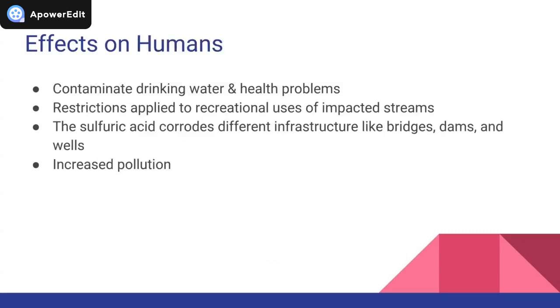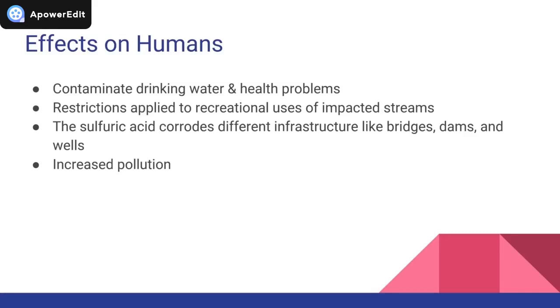We also have some effects on humans, such as contaminated drinking water and health problems. With contaminated drinking water, you can get health problems such as skin irritation, kidney damage, and neurological diseases because the water is not always consumable after filtration. Restrictions are also applied to recreational uses of streams that are impacted by AMD, so this could result in things like no boating or canoeing or fishing, which takes away from tourism.